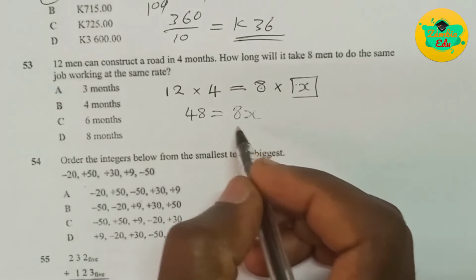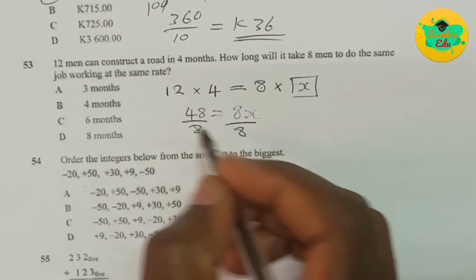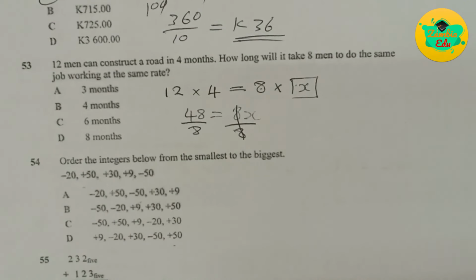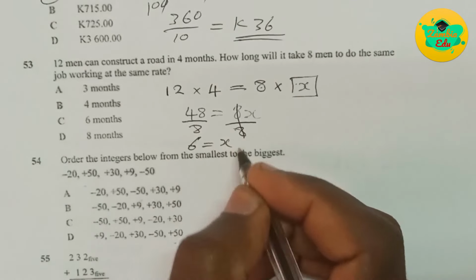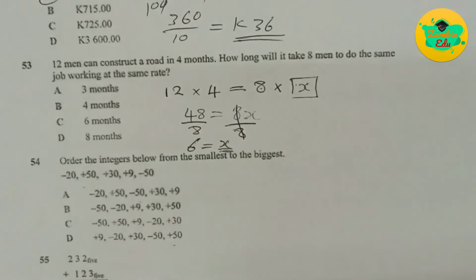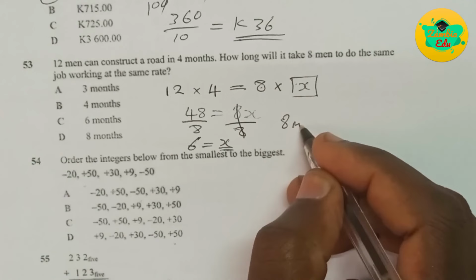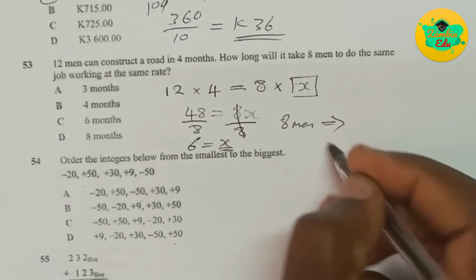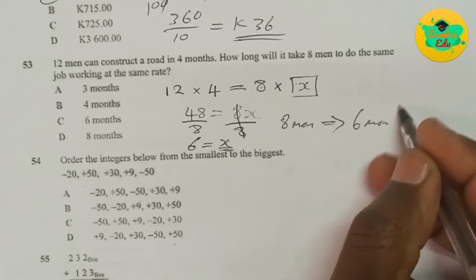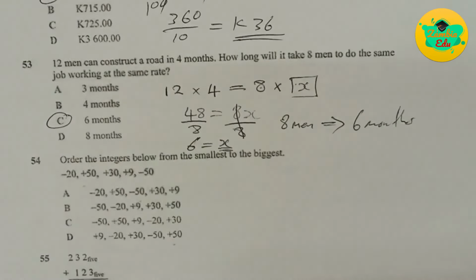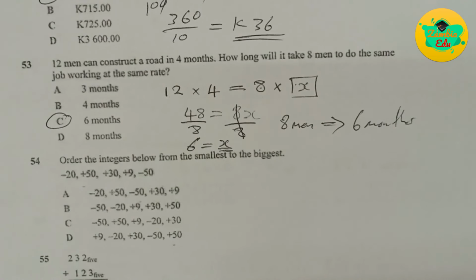So we want the value of X, we'll say over 8, cancel that. So 48 divided by 8, what do we get? We get 6. We get 6 being equal to X. So this X was the number of months which we have been looking for, and therefore we can say that 8 men will be able to do the same job in 6 months. And so 6 months there, we see it being represented as C under question 53. We go to question 54.